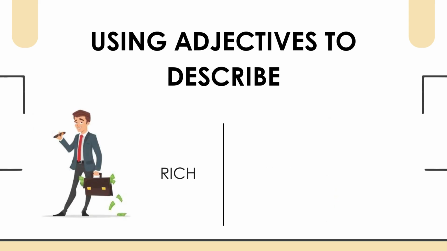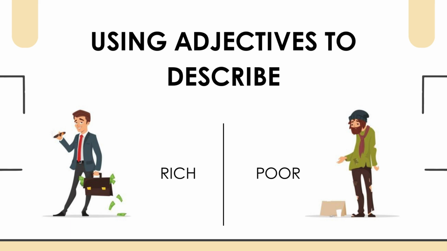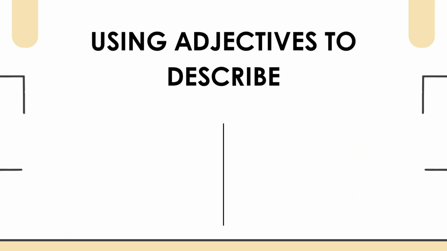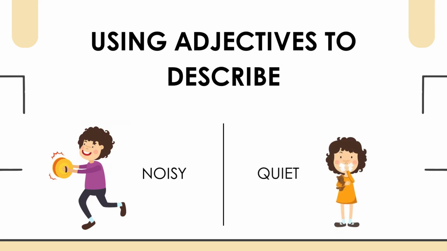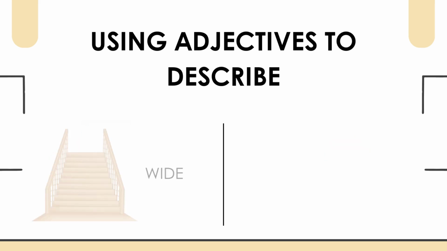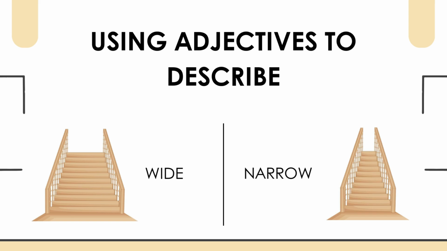We use rich to describe someone who has a lot of money or wealth, while we use poor for someone who has very little money or resources. We use noisy to describe a place or situation with a lot of loud sounds, while we use quiet for something calm and without much noise. We use wide to describe something that has a large distance from side to side, while we use narrow for something that has a small distance from side to side.